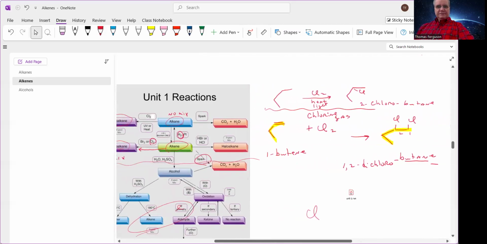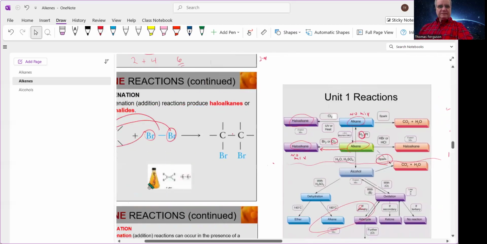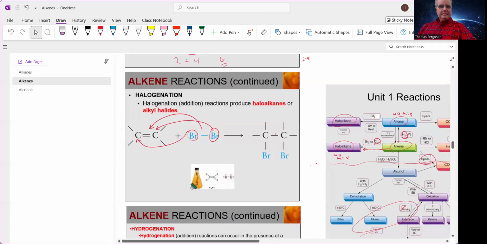Okay. So let's continue on here. That's called halogenation. Cl is a halogen, Br is a halogen. So halogenation, there's 2 ways to halogenate something. One way is this way.